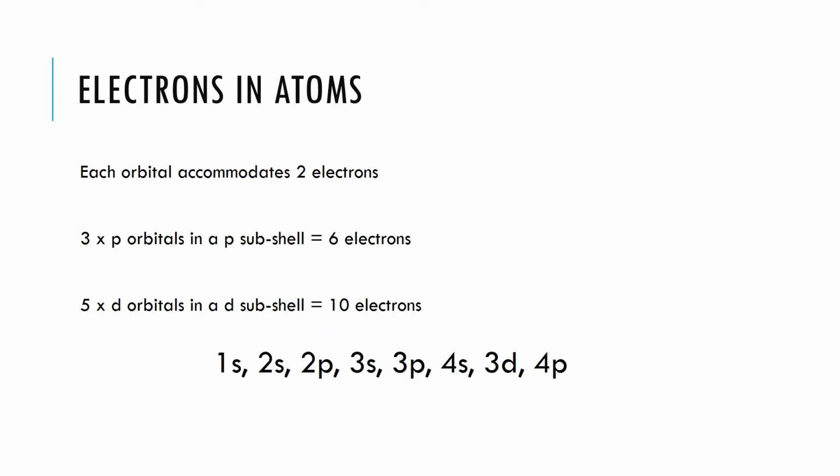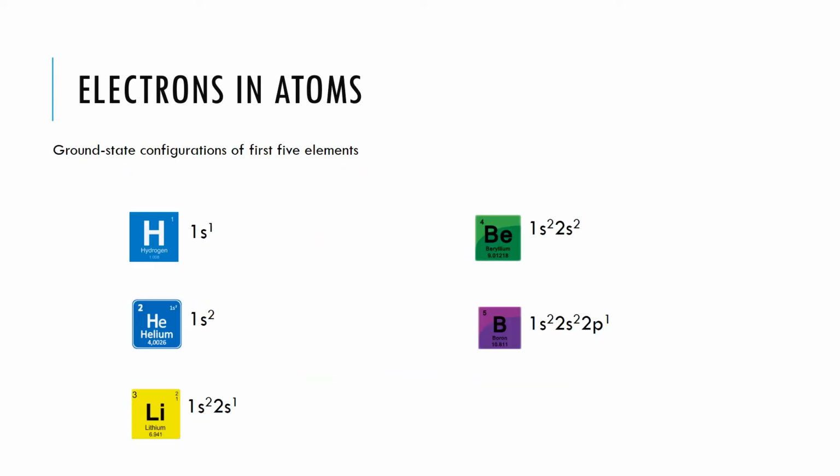And we also know that each one of those orbitals accommodates 2 electrons. So if we have 3 p orbitals in a p subshell, we know that that can accommodate 6 electrons. If we have 5 d orbitals in a d subshell, we know that that can accommodate 10 electrons. And there I show you, just as a memory jog, the ground state configurations for the first 5 elements, so hydrogen through to boron.